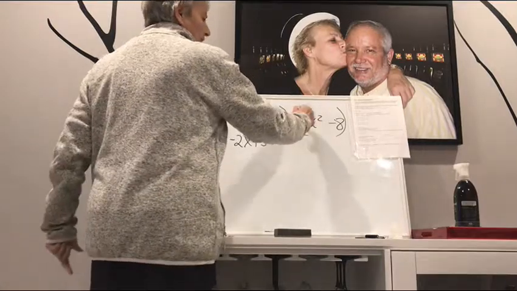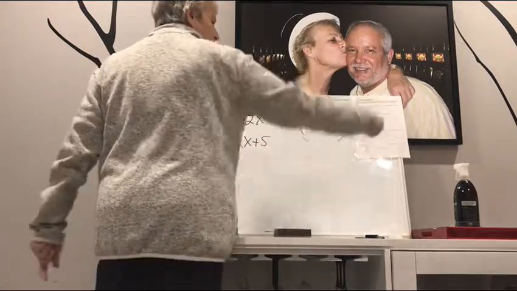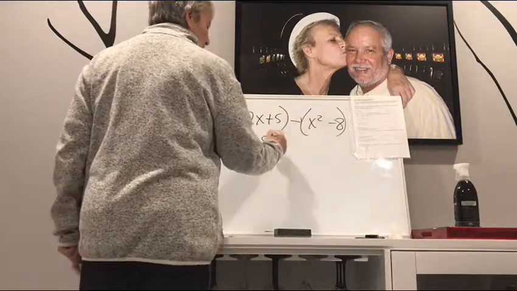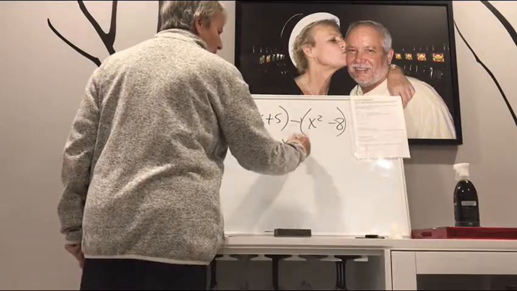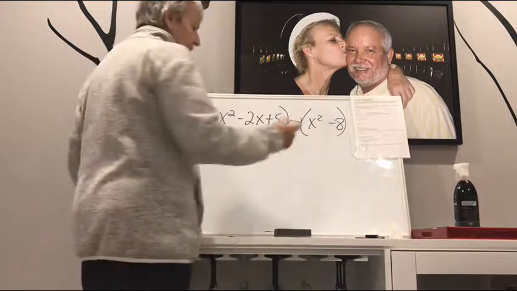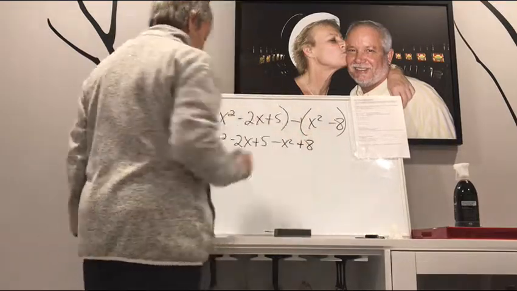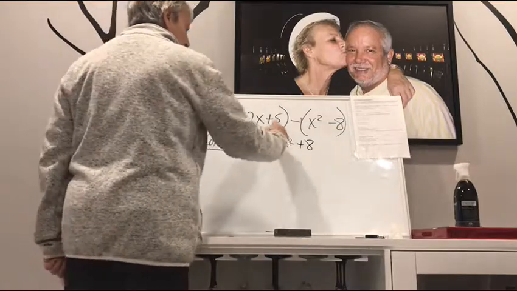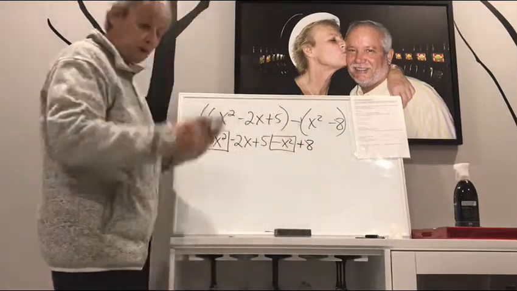And here, think of it as a negative 1 out here and using the distributive property. Or logically, the opposite of x squared is negative x squared. The opposite of negative 8 is positive 8. Now we're going to add like terms. We have a 6x squared and we have a negative x squared.